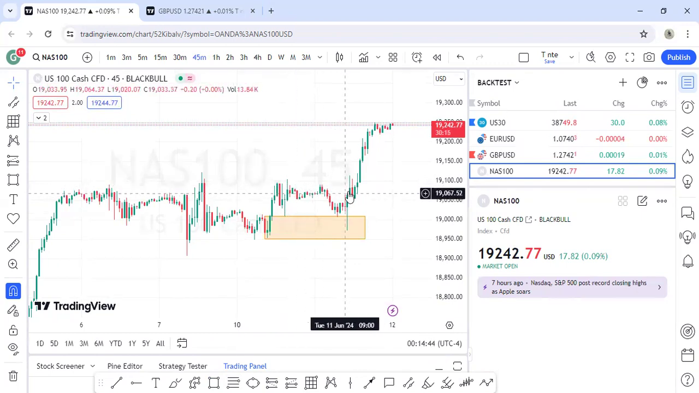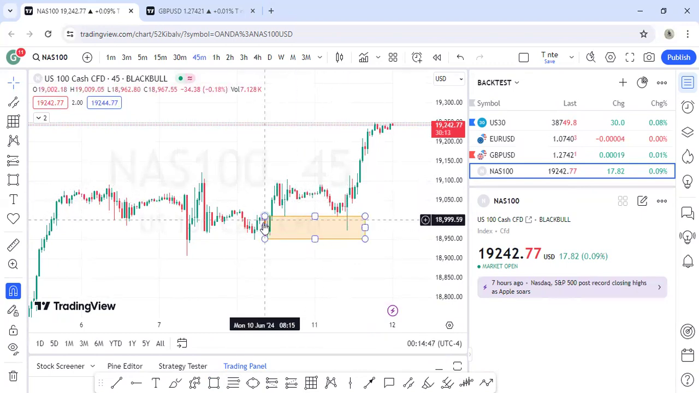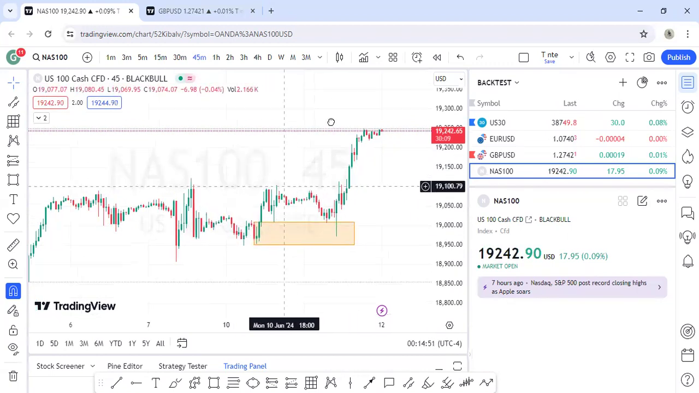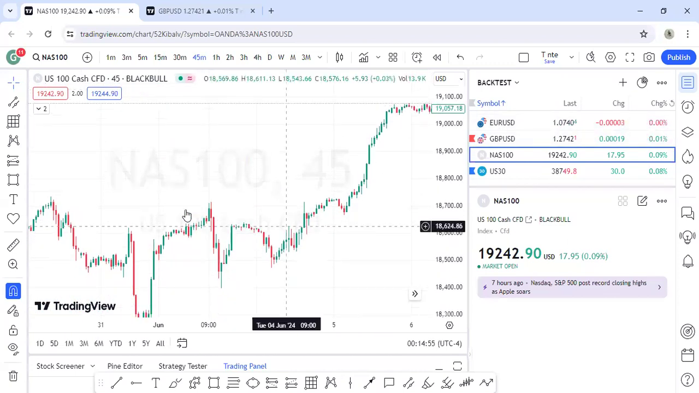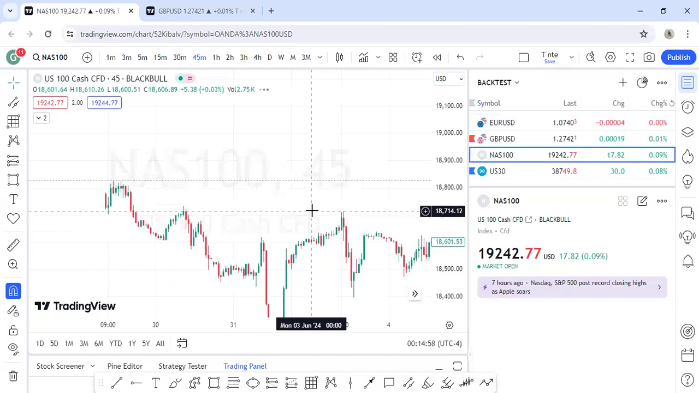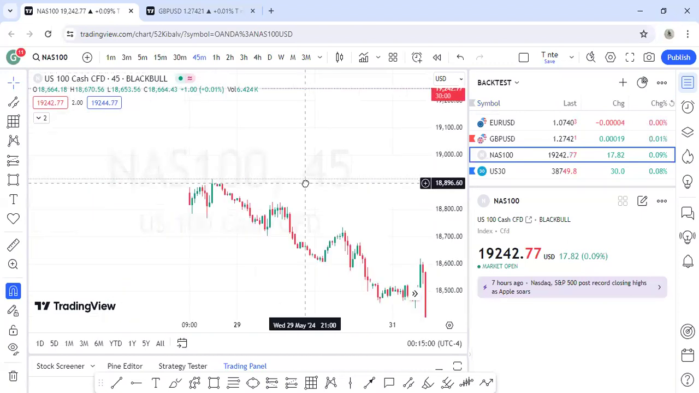And then price came back down properly to mitigate this order block, taking out this inducement, and then was rallying to the upside, right? These things happen a lot. Whenever you see price run liquidity, it continues in that overall direction.